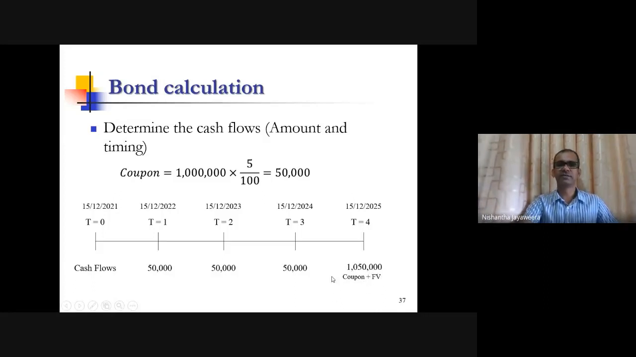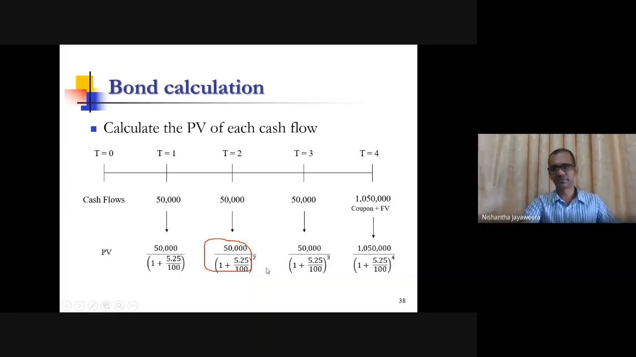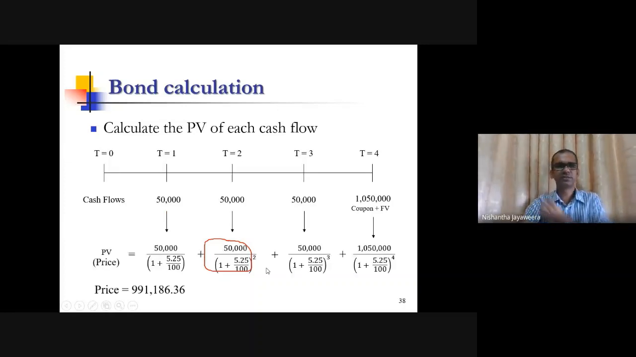So 1,050,000. Now what is the required rate of return? It's 5.25. We have to discount each and every cash flow at 5.25. That's what we did here. You add them up, you get the price.